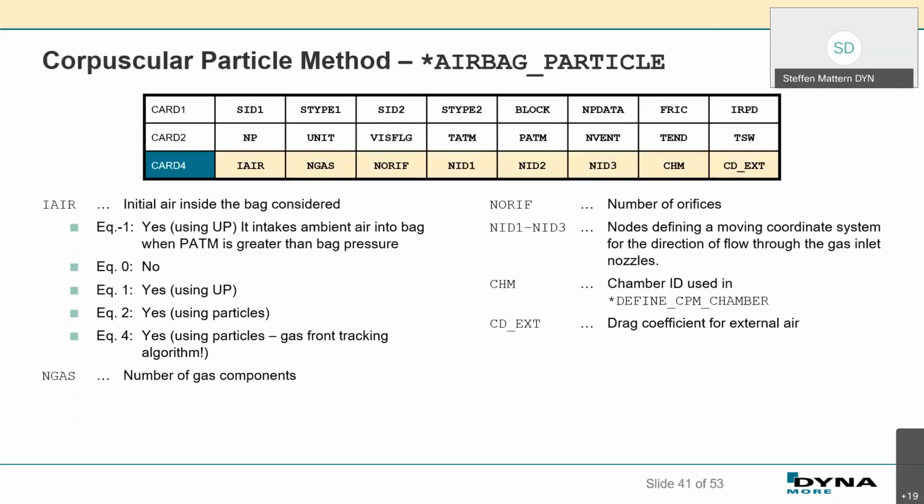With CHM, this is here, we can reference another keyword. It's called define CPM chambers. And this is used here to model airbags with multiple chambers. So in contrast to the uniform pressure, if we have a multi-chambered airbag, we only define one airbag particle keyword, but define the multiple chambers by referencing the define CPM chambers model here.